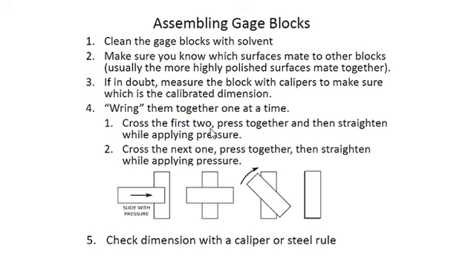Then you will ring them together one at a time, so they will stack together on top of each other. So cross the first two, press, and then turn it 90 degrees, and then cross the next one, and then press, apply your pressure, and then turn another 90 degrees, and so on until you get to the desired height. And then you're going to check the dimension with a caliper or a steel rule.